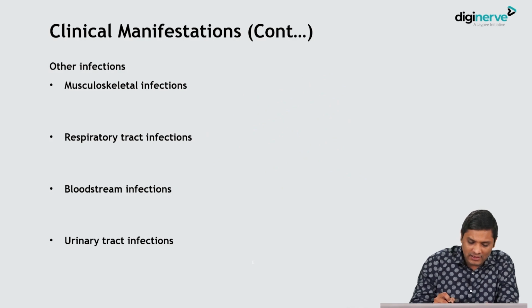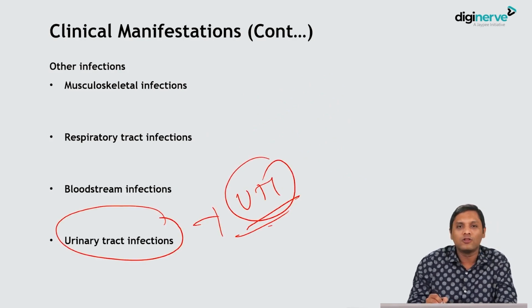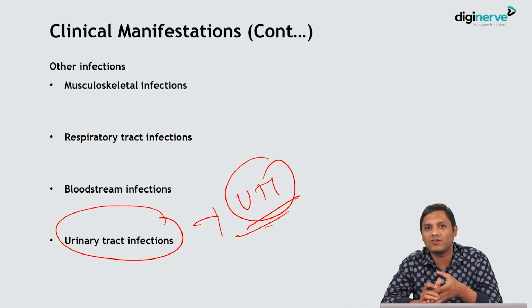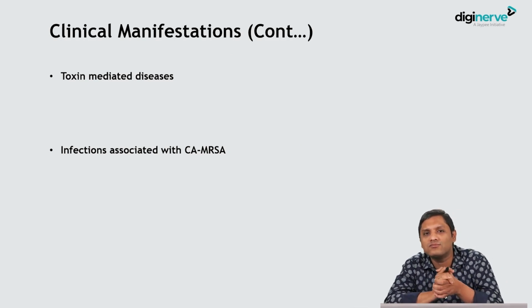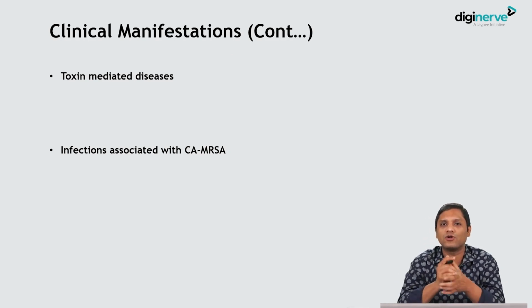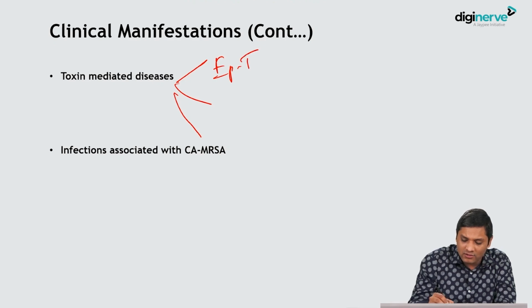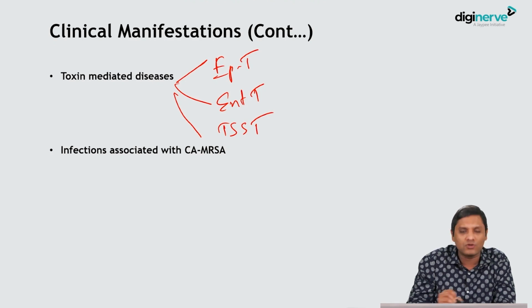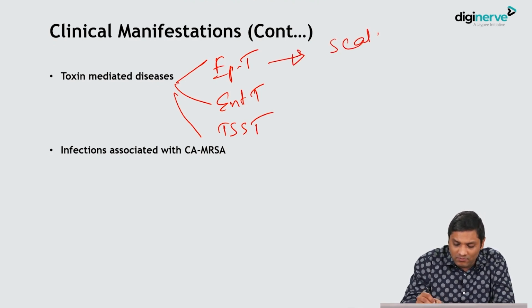Next, it can cause urinary tract infection also. Staph aureus, though less common than gram-negative infection, is one of the important causes of UTI. Next, what are the various toxin-mediated staphylococcal infections? I told you Staph aureus will produce three important toxins: epidermolytic toxin, enterotoxin, and toxic shock syndrome toxin. Epidermolytic toxin can cause scalded skin syndrome.